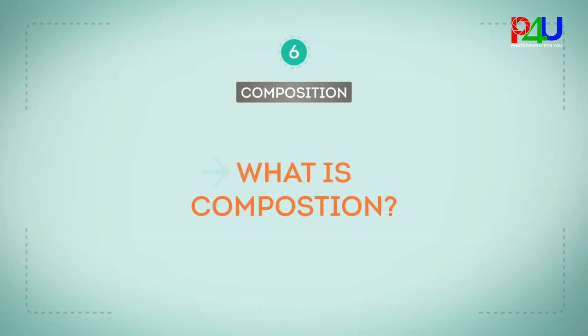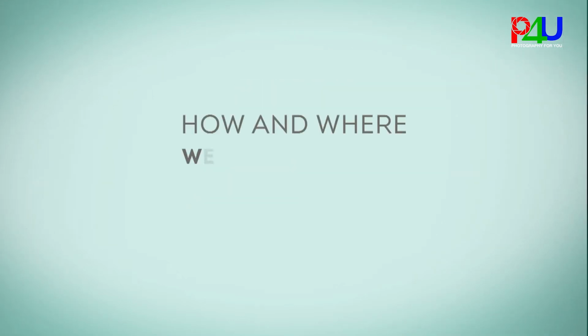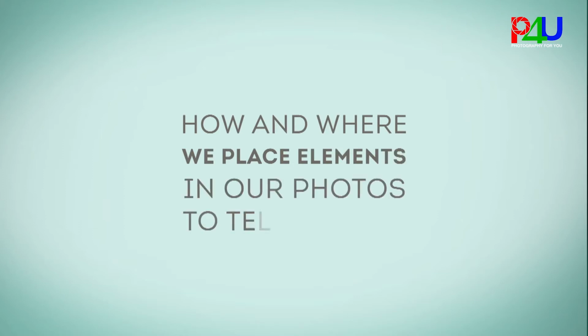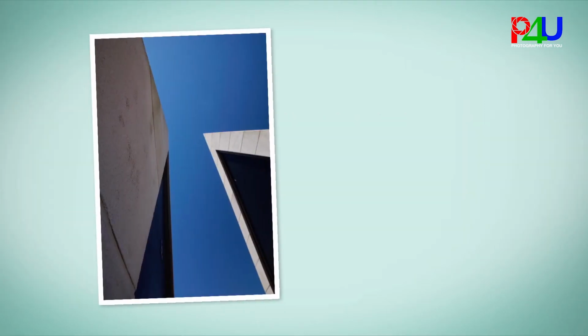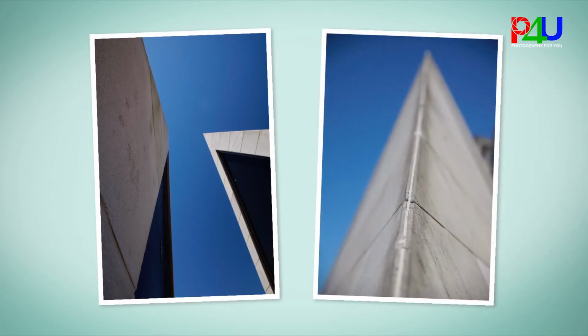So what is composition and why have it? Simply put, composition is how and where we place elements in our photos to tell a story. Composition works by creating order from the elements we want to photograph.